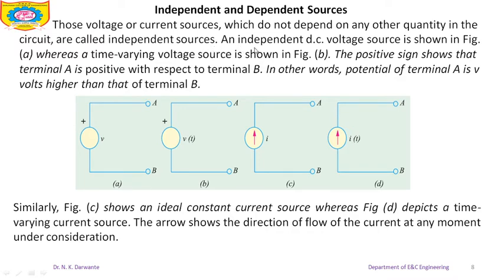An independent DC voltage source is shown in figure A, whereas a time varying voltage source, that is the AC voltage source, is shown in figure B. The positive sign shows that the terminal A is positive with respect to the terminal B. In other words, the potential of terminal A is V volt higher than that of terminal B.